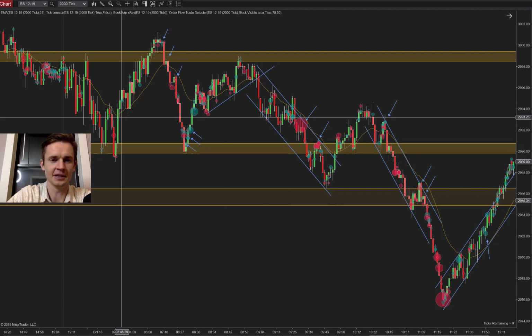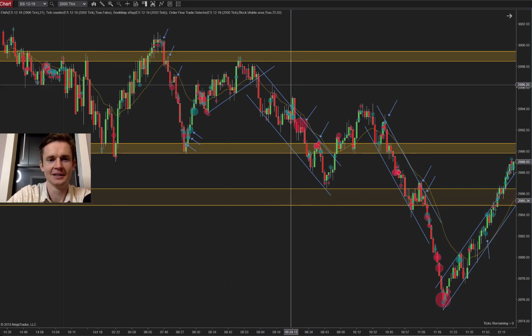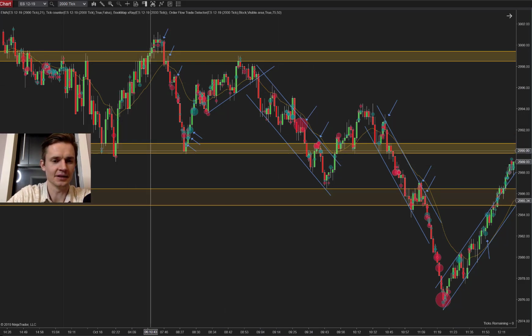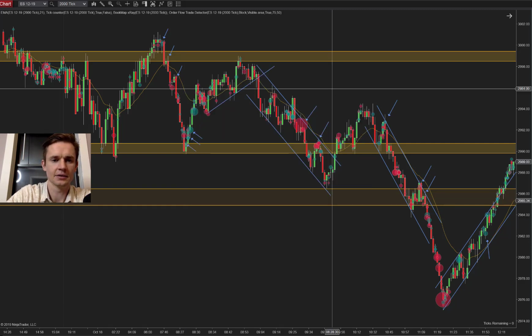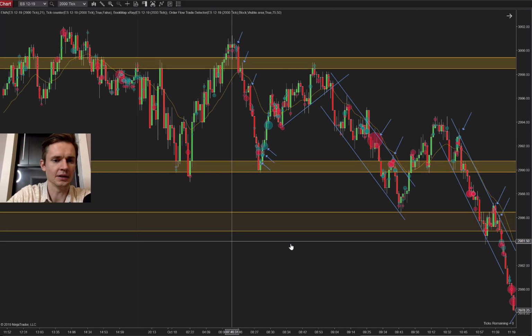I was drawing just thin blue lines before, like these trend lines. But then once I found these highlight areas, I really like that. What is that? That is the region highlight Y. So that's been a new fun discovery for me.